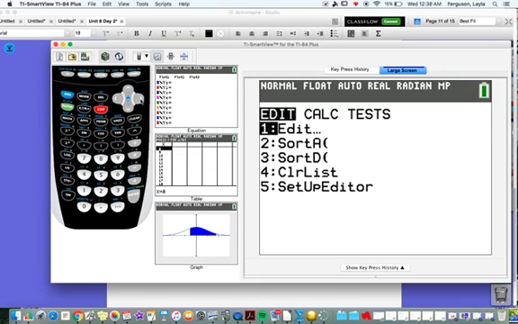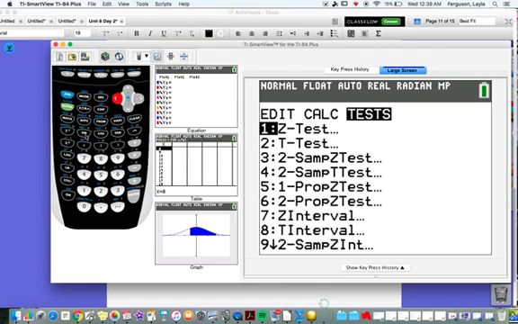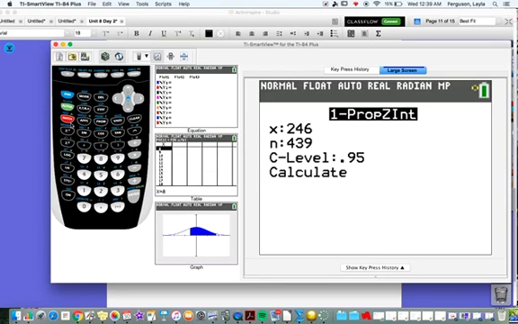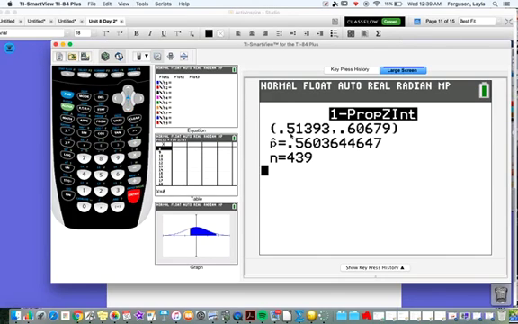So one more time, go to stat, go all the way over to test, go to alpha A. x is your successes, so 246. n is how many people you're looking at total, or survey total. Your C-level is your confidence level. Go to calculate, and then it pops up here and gives you your intervals. So much easier than going through all that process that we just did. Surprise.